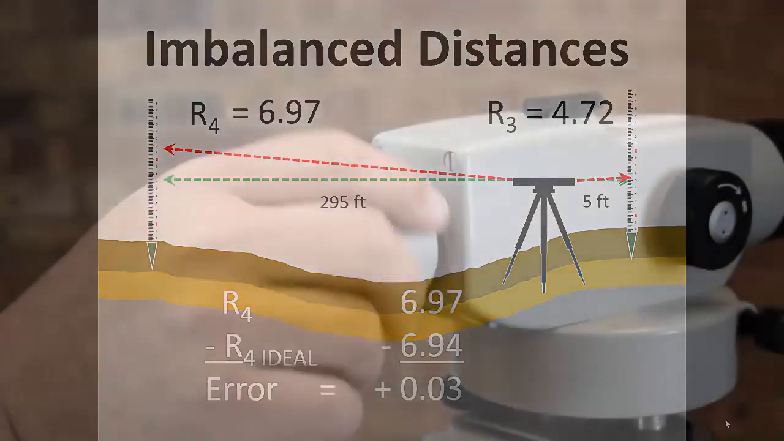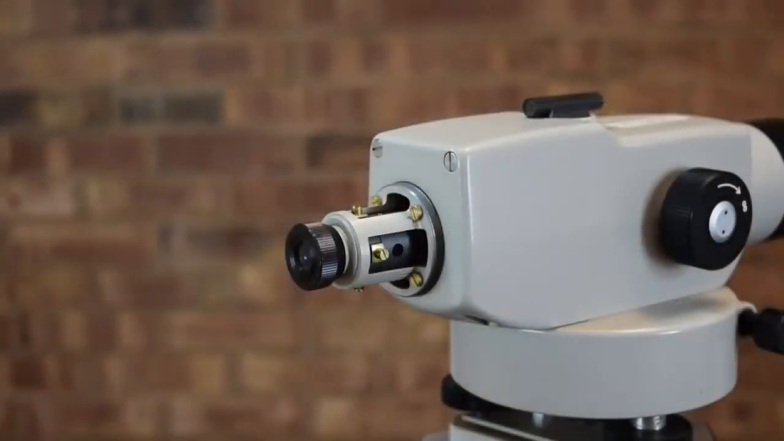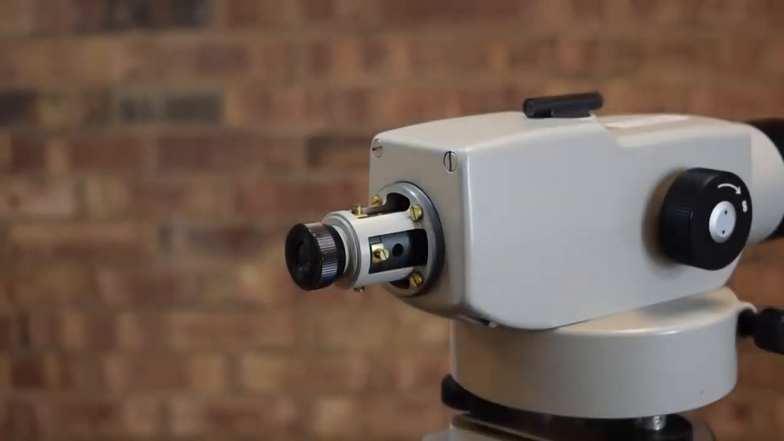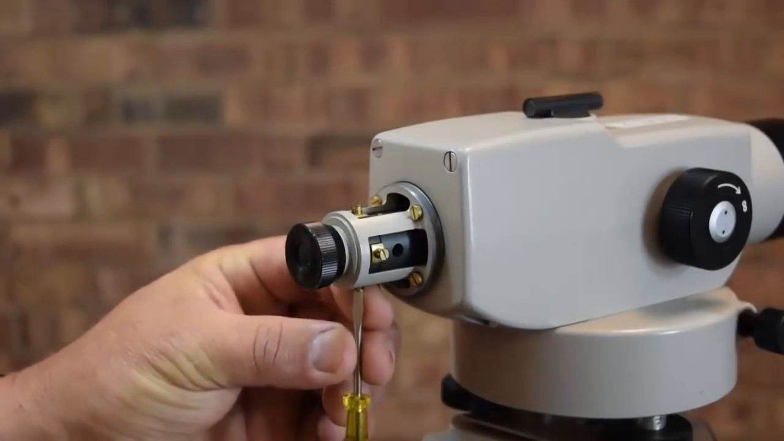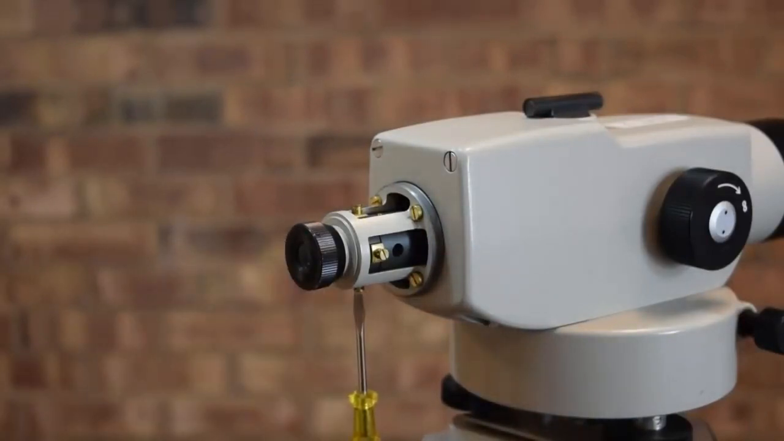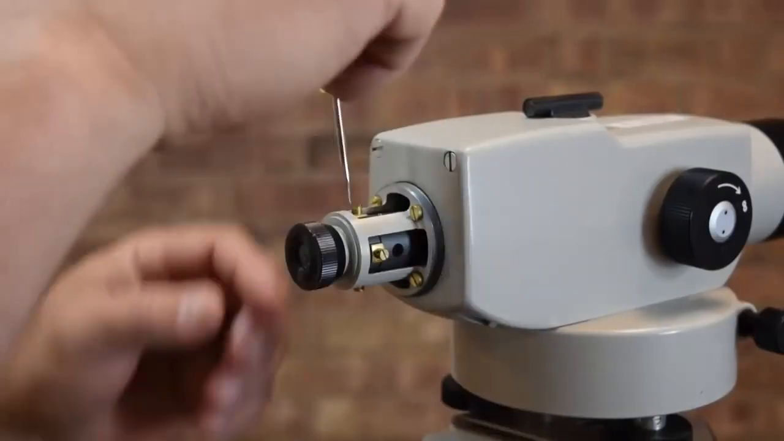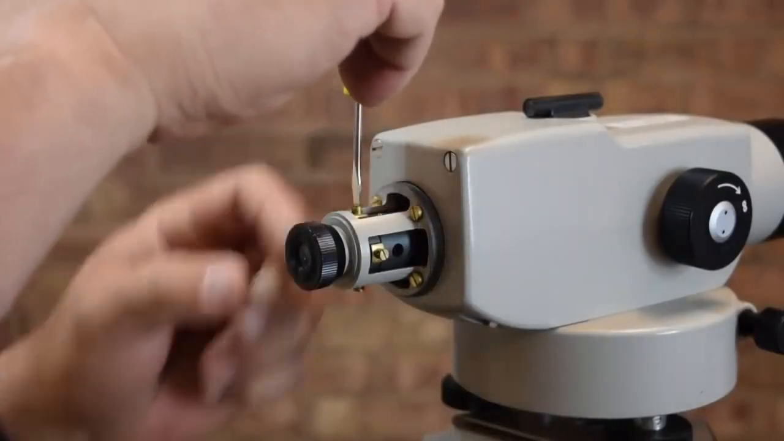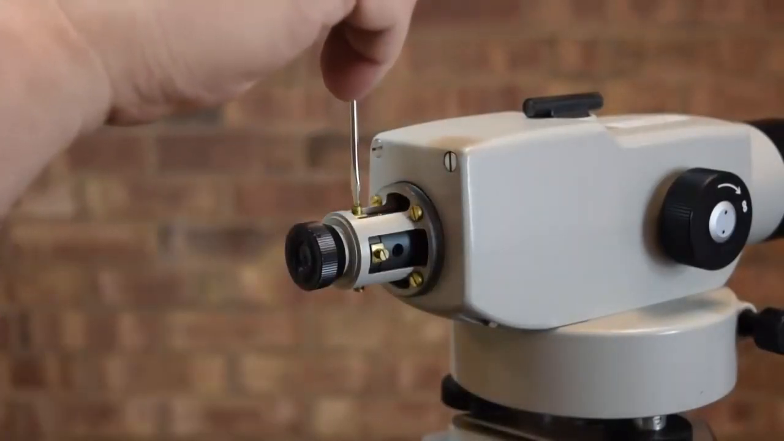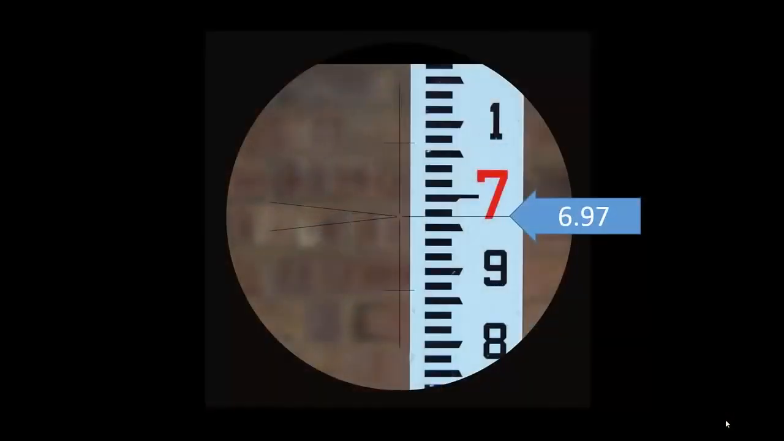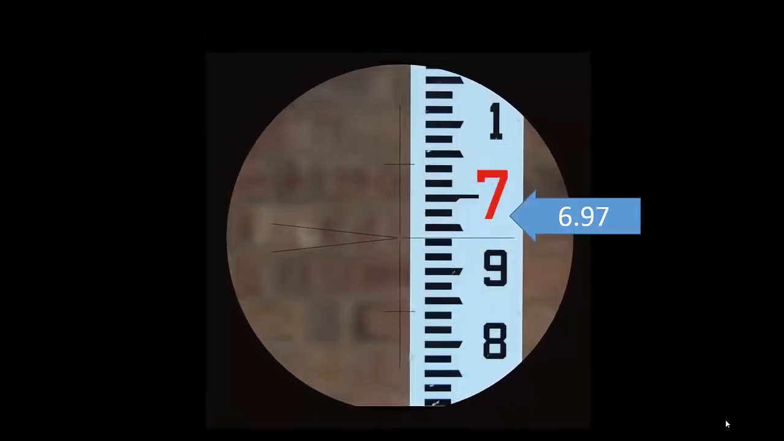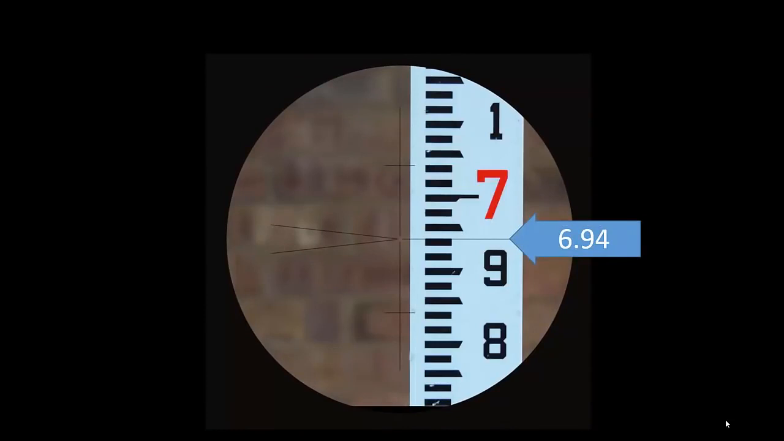To minimize this error, we adjust the crosshair of the instrument. Automatic levels typically contain at least one adjusting screw concealed under a cover that can raise or lower the crosshair to indicate the correct reading. This is a very tedious and delicate process. Experienced instrument operators can do this in the field. However, most people prefer to have this done by a trained specialist.